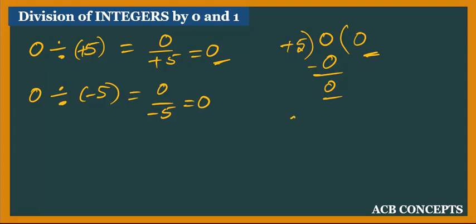Similarly, here 0 is divided by minus 5. This is the dividend, this is the divisor, and you need to find the quotient. Here also it is 0. 0 into minus 5 is equal to 0. So the quotient is 0. Finally, when 0 is divided by an integer, either positive or negative, you will get the answer 0.